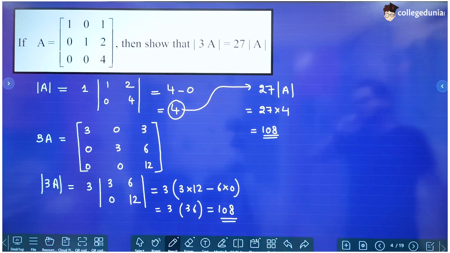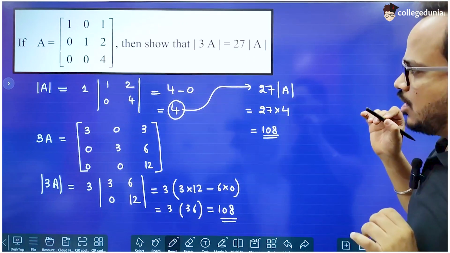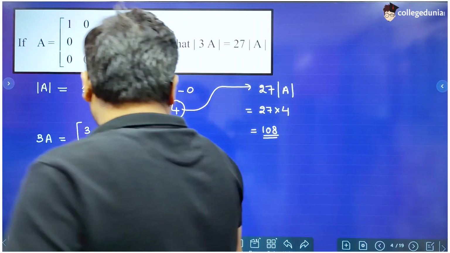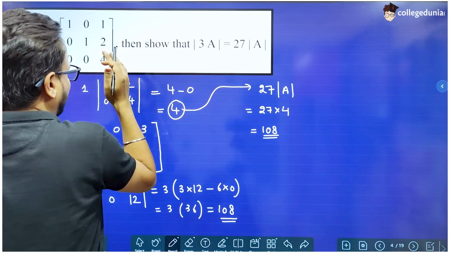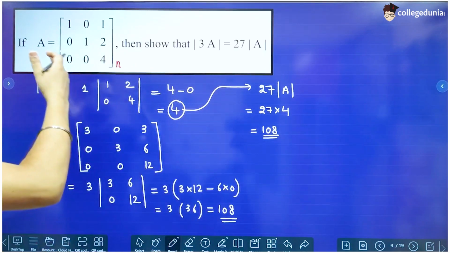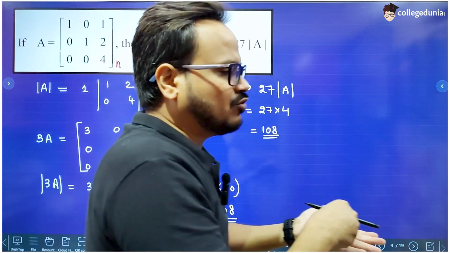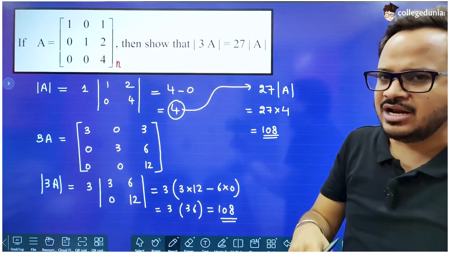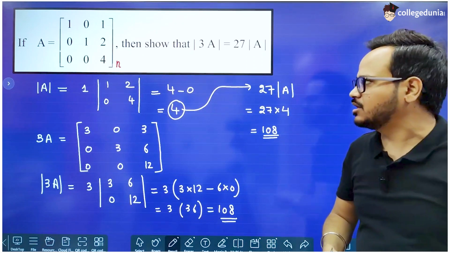But what is the property that I have to discuss? That's why I brought this question. The property is, if the order of the matrix whose determinant you are finding is n, generally we write the order like m into n or n into m, but rows and columns are equal. So you will just write n, which means number of rows are n, number of columns are n. And because you are finding the determinant, obviously it is a square matrix.